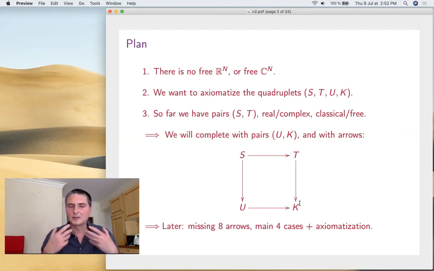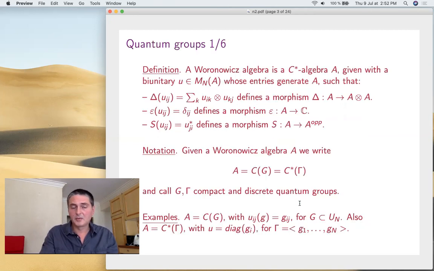and based on all this knowledge we'll axiomatize what noncommutative geometry means in general. I mean, such a quadruplet, what are the axioms to be imposed on S, T, U, K? So we want to construct U, K, distinct quantum groups.